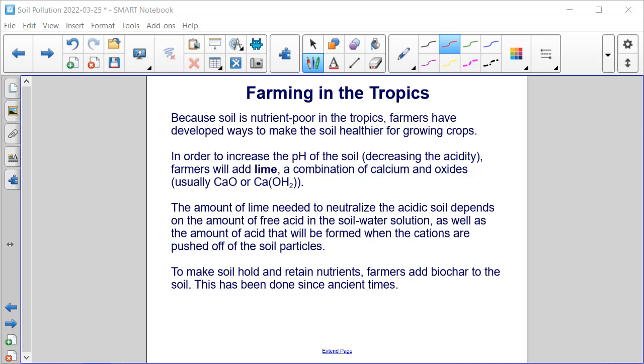Because soil is nutrient poor in the tropics, farmers have developed ways to make the soil healthier for growing crops. In order to increase the pH of the soil or decrease the acidity, farmers will add lime, a combination of calcium and oxides, usually calcium oxide or calcium hydroxide. The amount of lime needed to neutralize the acidic soil depends on the amount of free acid in the soil water solution, as well as the amount of acid that will be formed when the cations are pushed off of the soil particles. To make soil hold and retain nutrients, farmers add biochar to the soil. This has been done since ancient times.